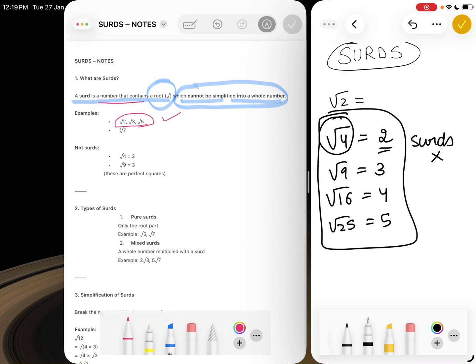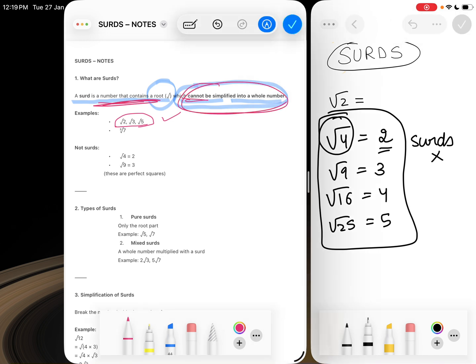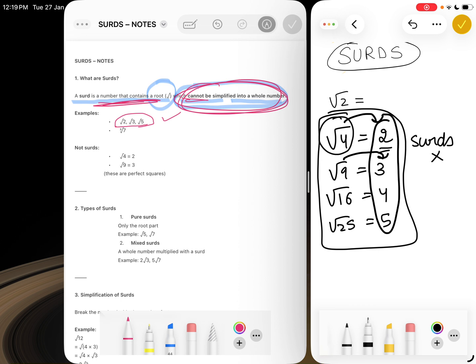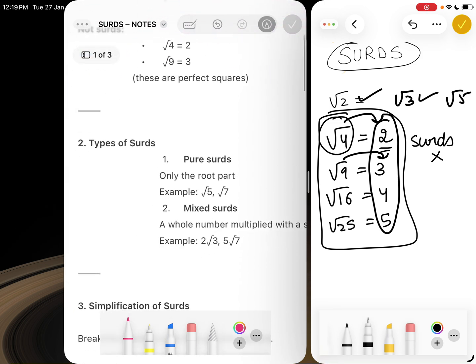Because a surd is a number that contains a root and also cannot be simplified into a whole number. But these can be simplified into a whole number. Root 4 is 2, root 9 is 3, right? All these are whole numbers, so these are not surds. Root 2 is a surd. Why? Because it cannot be simplified into a whole number. Root 3 is a surd because it cannot be simplified into a whole number. So it should be clear to you what a surd is.